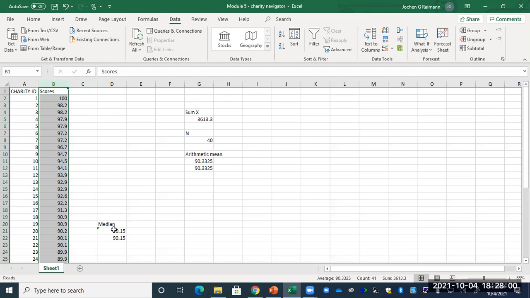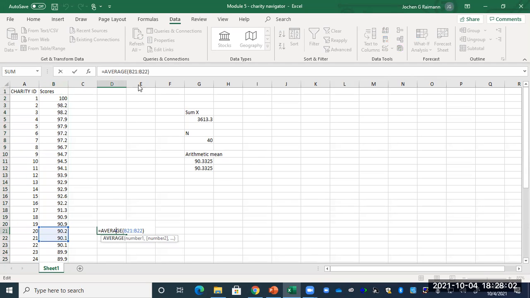What line? You take 20 and 21, 21 and 22, B21 to B22. Why those two? Because they're in the middle. So you have 40 entries and you need the middle two numbers. That's 20 and 21.